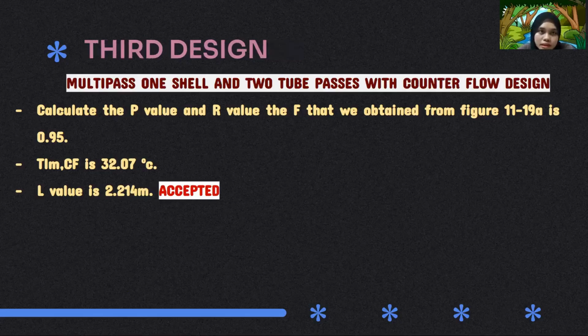The third design that we suggest is a multi-pass, 1 shell and 2 tube pass with a counterflow. A similar calculation has been done, and at the end of the calculation, the L value is 2.214 meter, and this design achieves the desired tube length as it follows the limit of the heat exchanger tube length, which is below 2.5 meter as stated in the question.